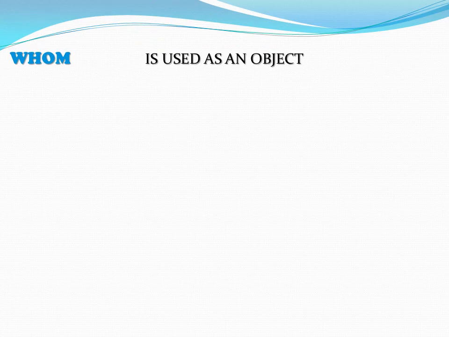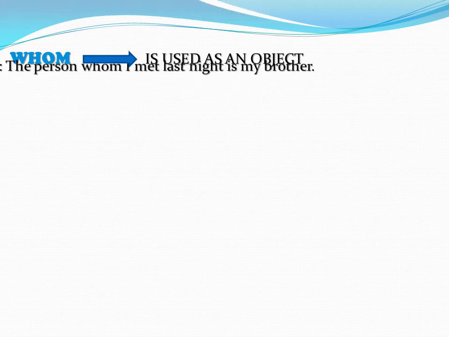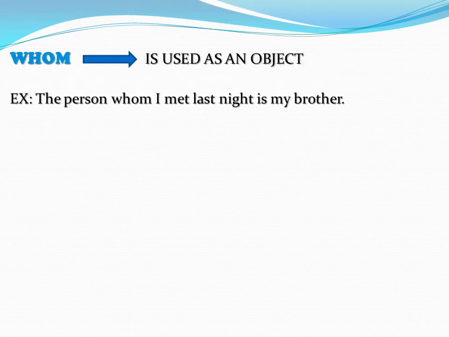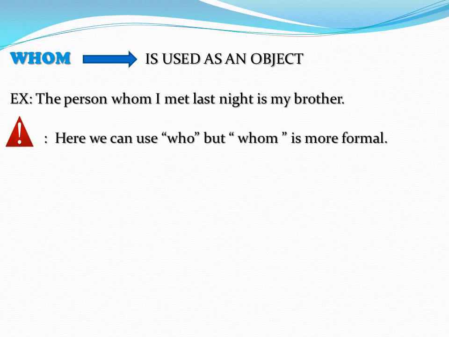Whom is used as an object. In this sentence, the person whom I met last night is my brother, whom here replaces an object. Instead, we can use who, but whom is more formal.